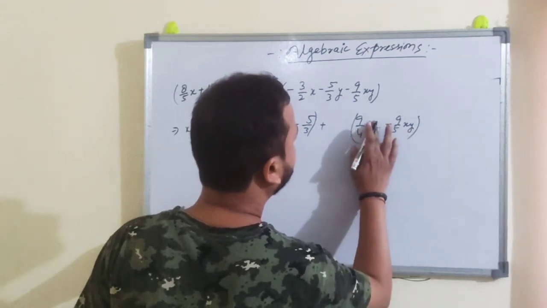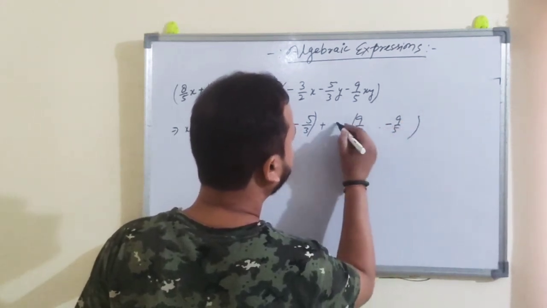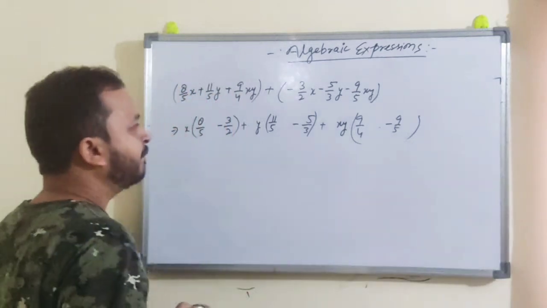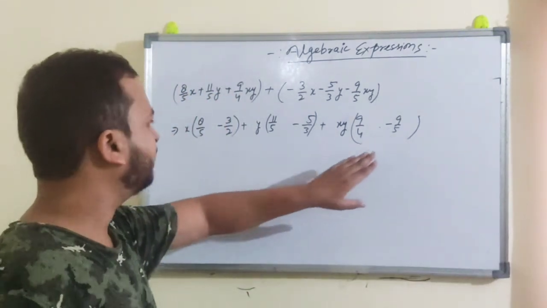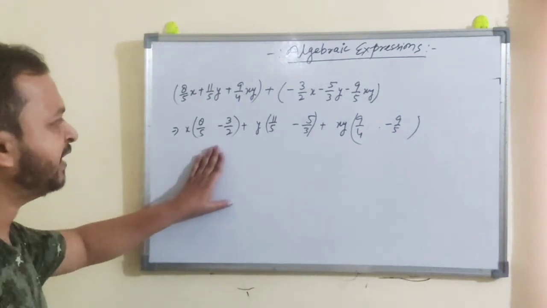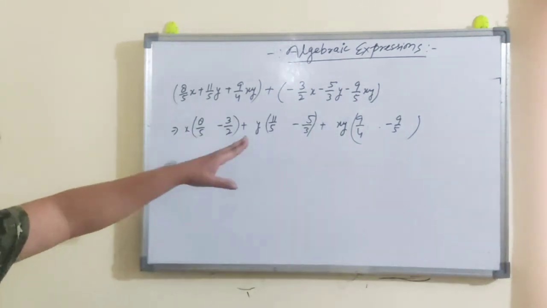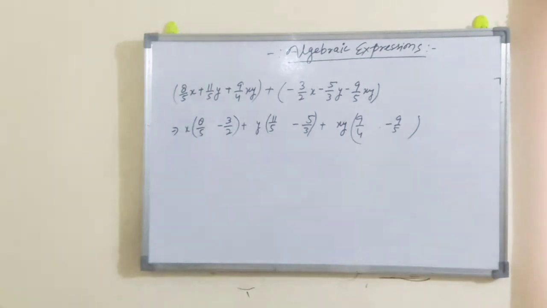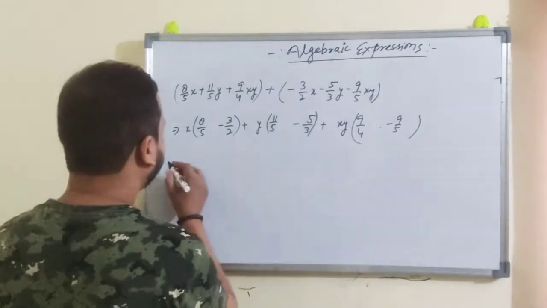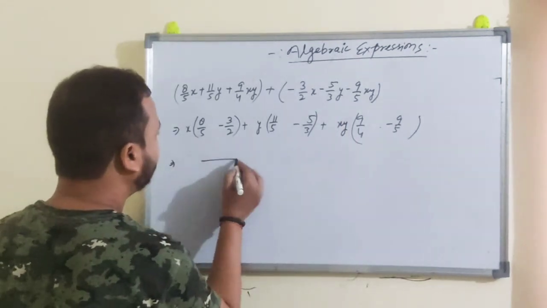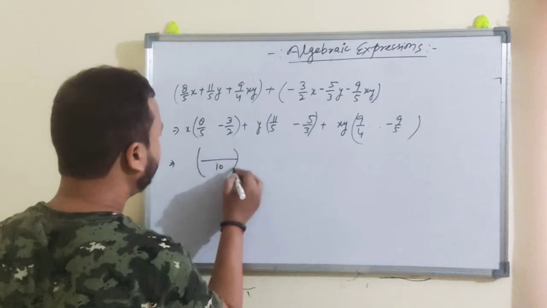and here xy I am taking outside, right? So now you have to take only the LCM. When you take the LCM and solve it, you will get the answer. So now we are going to take the LCM, right? What is the LCM of 2 and 5? 2 and 5 LCM is 10.